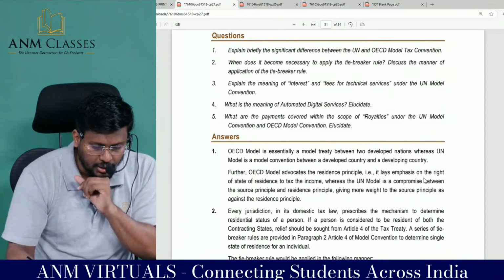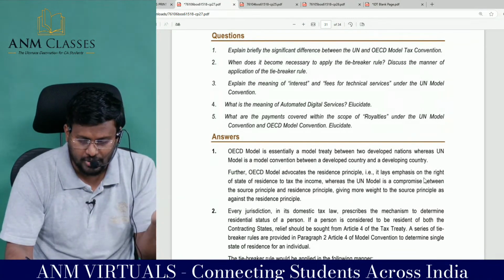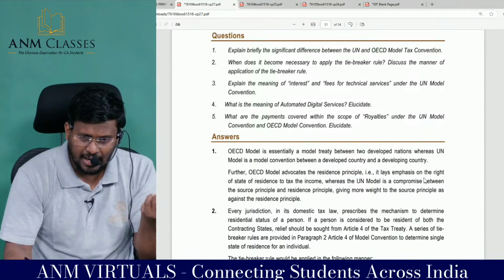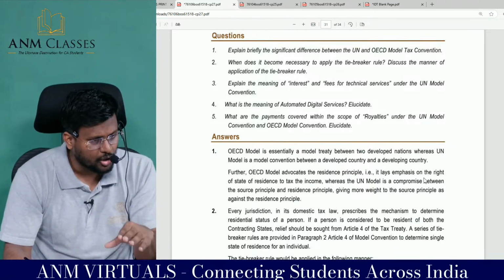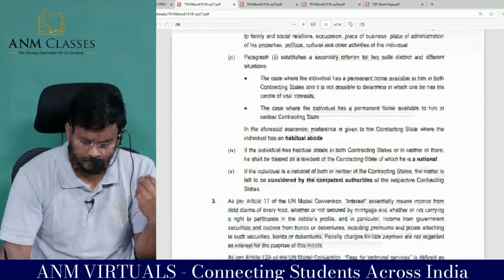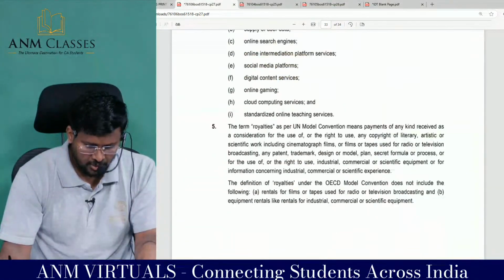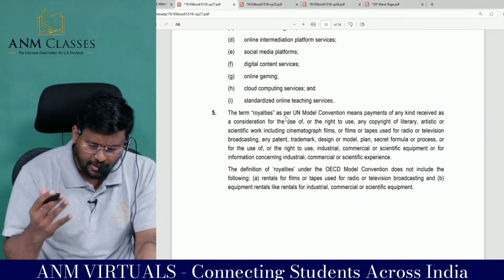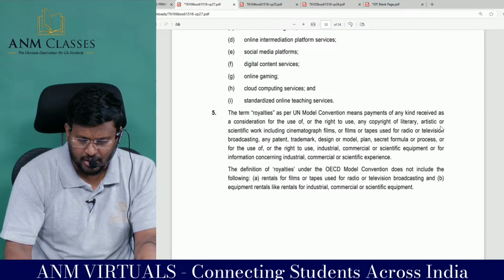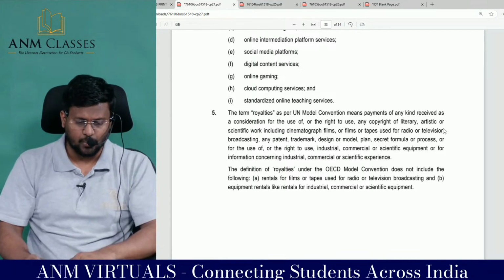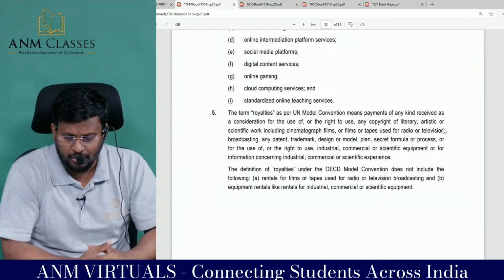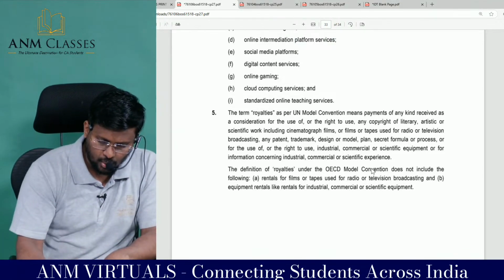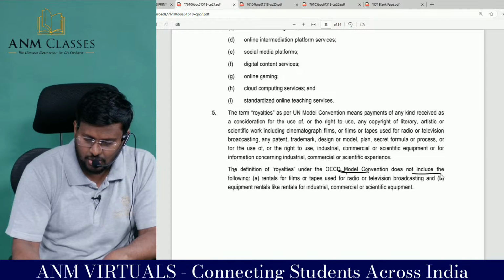Royalty under the UN model convention or the OECD model convention. Under the UN model convention, royalty includes payment for film and renting of tapes and also equipment. The term royalty as per the UN model convention means payment of any kind received as consideration for the use of, or right to use, any copyright of literary work, scientific work, including cinematographic film or tapes used for radio or television broadcasting. But as per the OECD model, this has not been included.